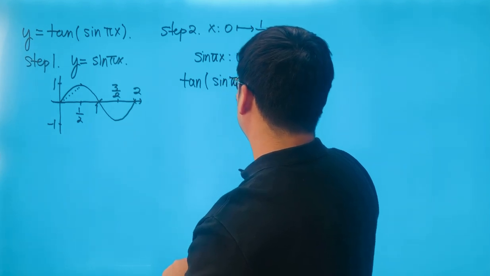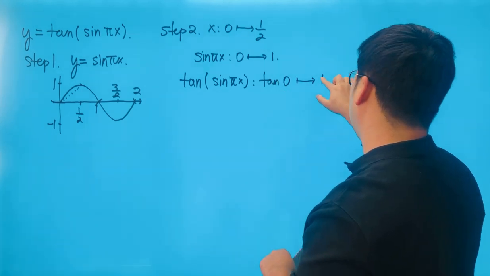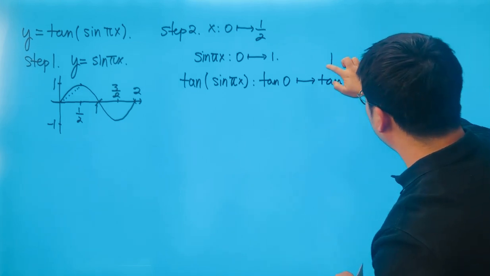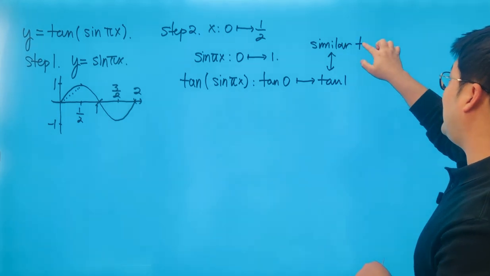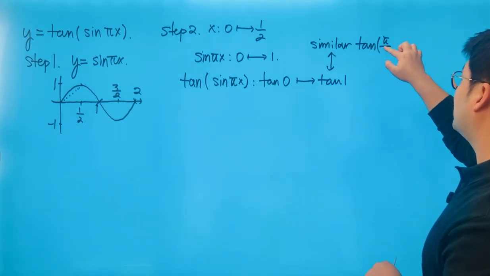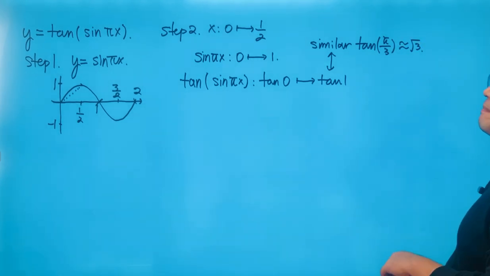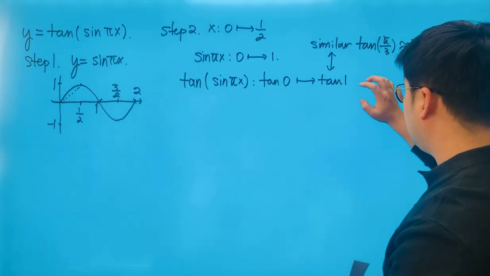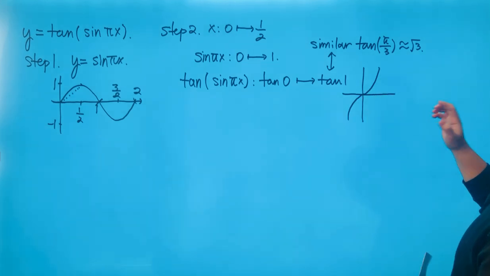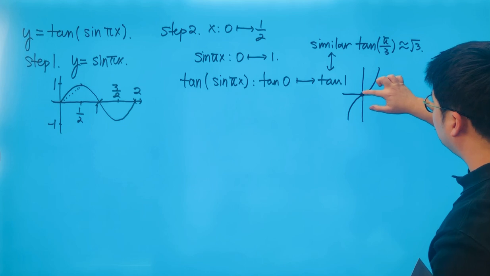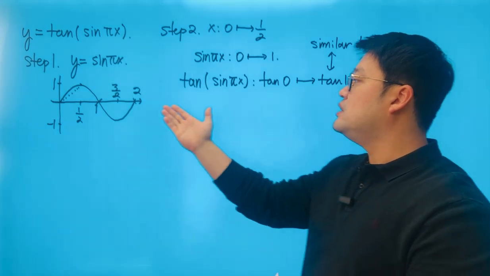Tangent of sine pi x goes from tangent 0 all the way to tangent 1. And 1 has a value very similar to tangent pi over 3, which is roughly root 3. So what do I know about the tangent function? It always goes in this particular direction. Tangent 0 to tangent 1 would sketch this amount of curve between 0 and 1/2.